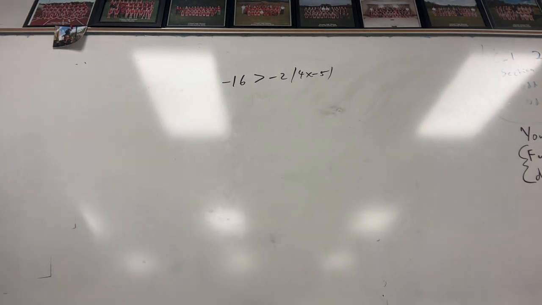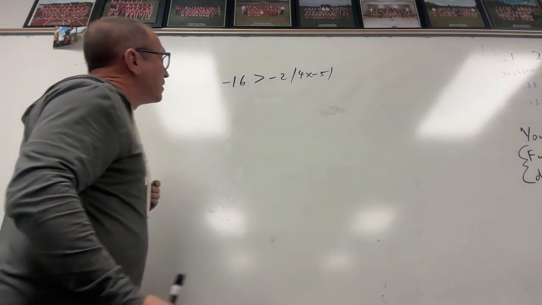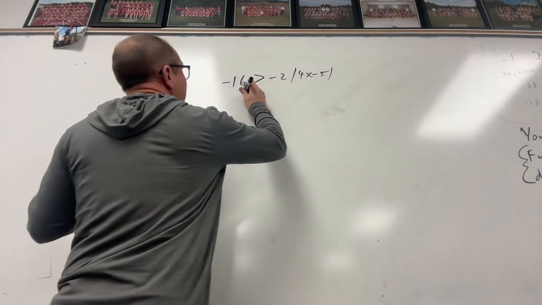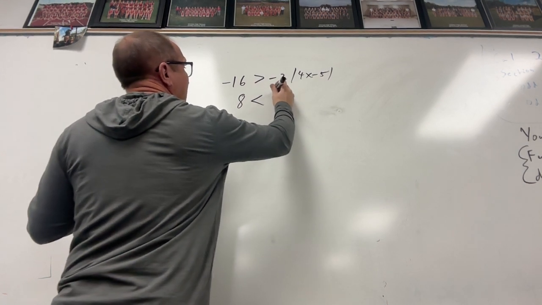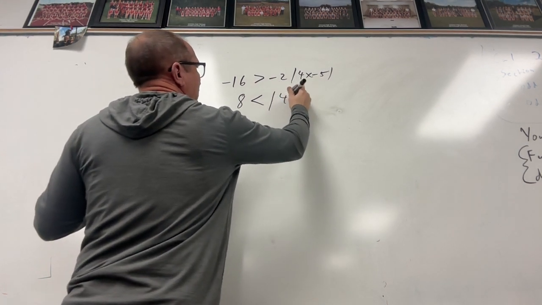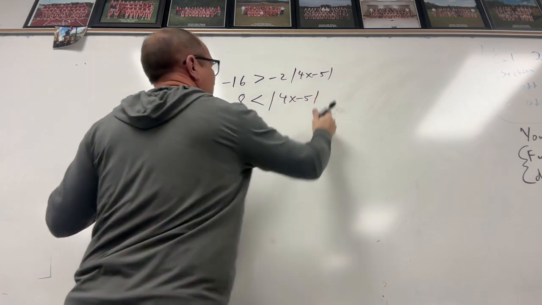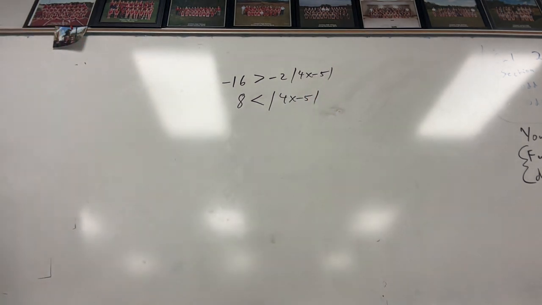Divide both sides by negative 2. Of course, in an inequality, if you divide by a negative, what do you do? Switch the signs. So I get 8 is less than the absolute value of 4x minus 5. You divided by 2? I divided by negative 2. Yeah, that's right.